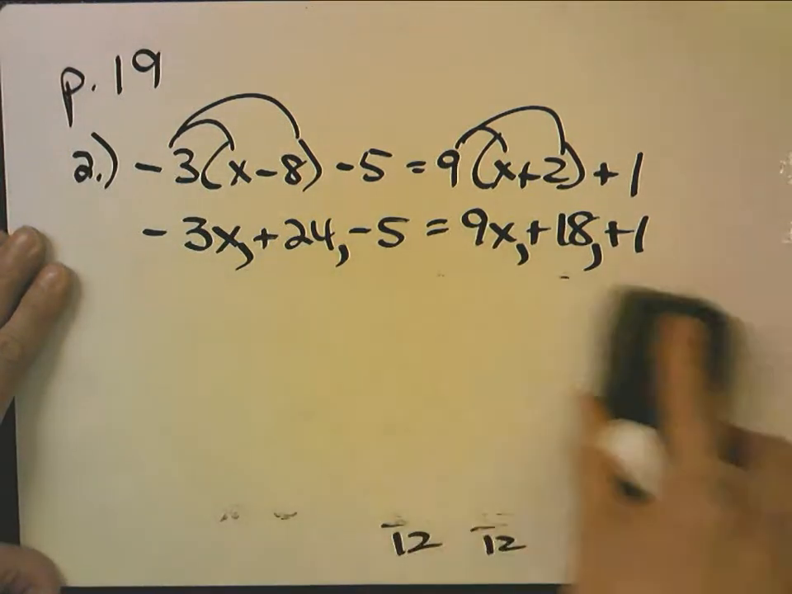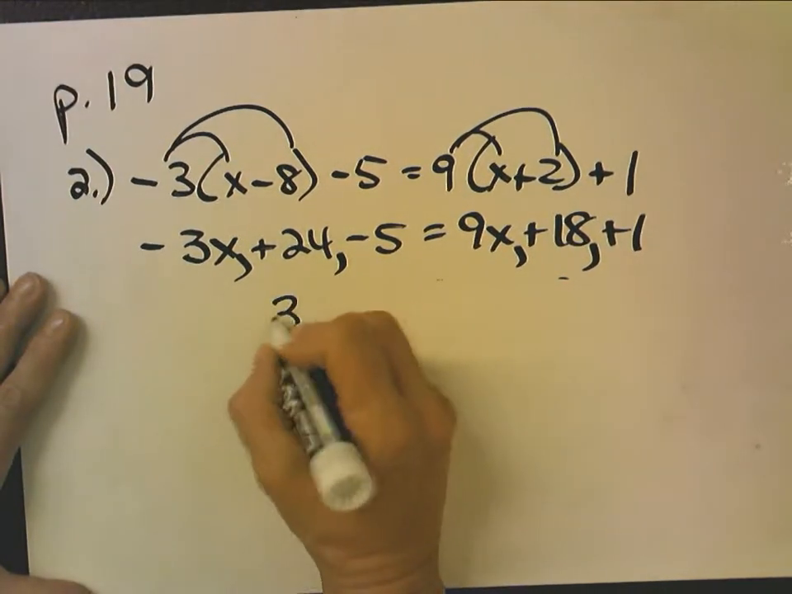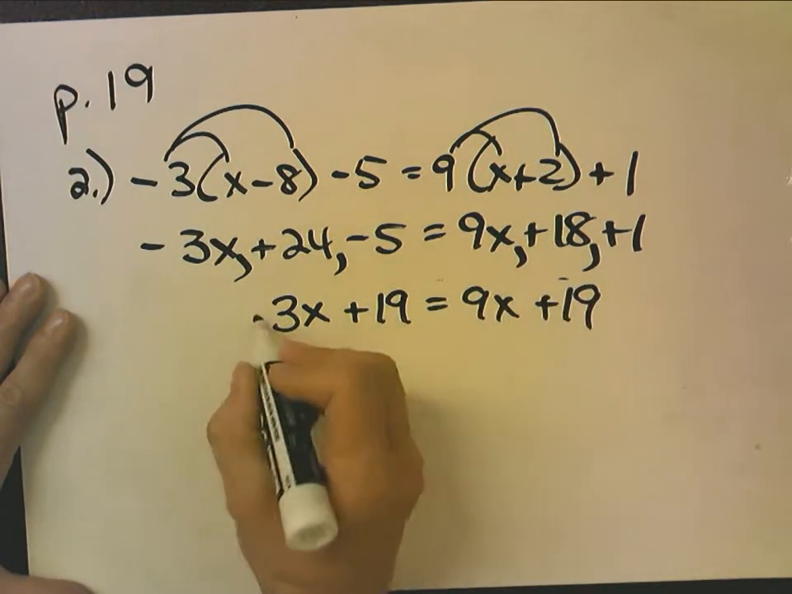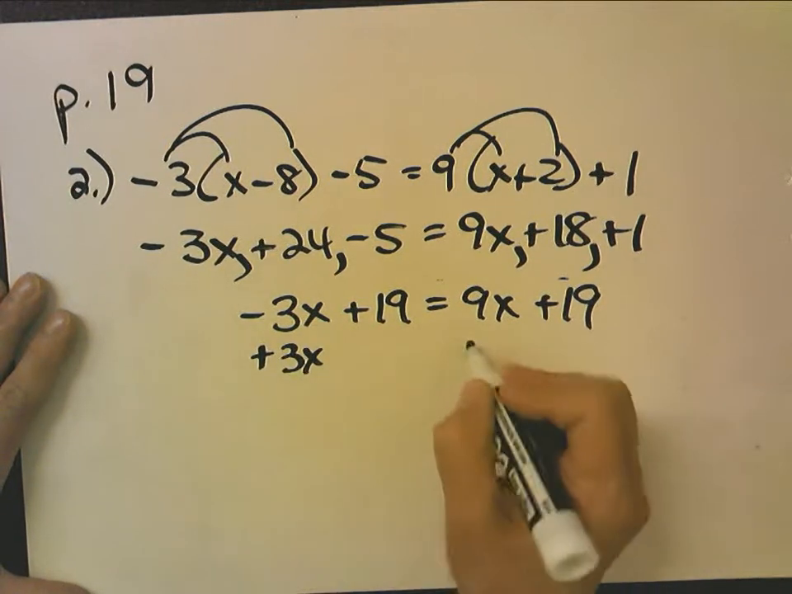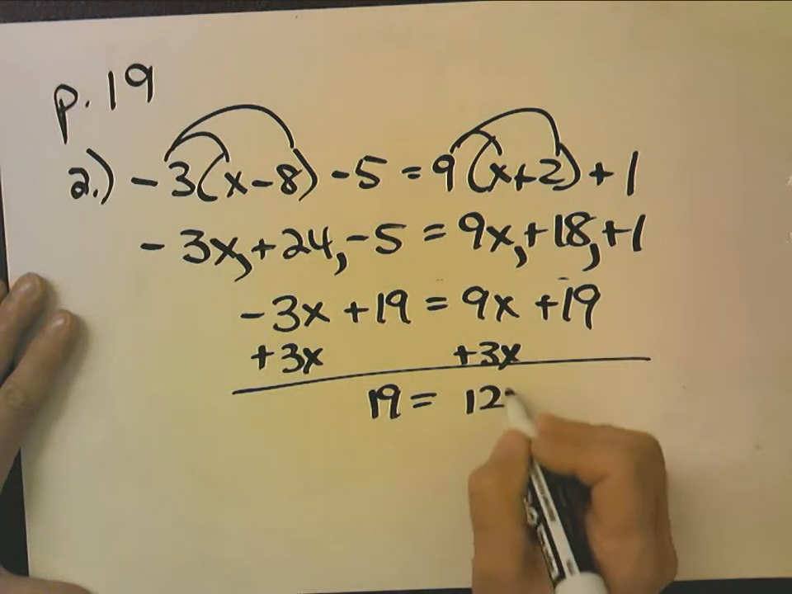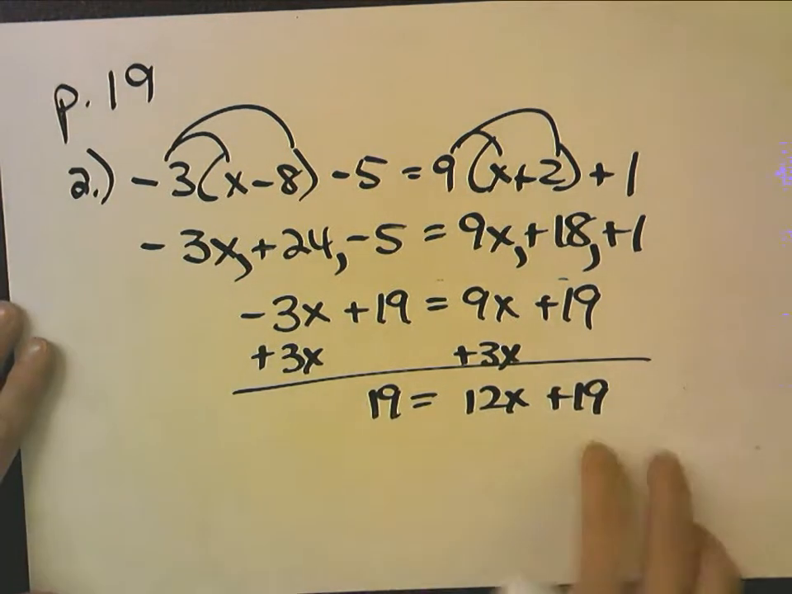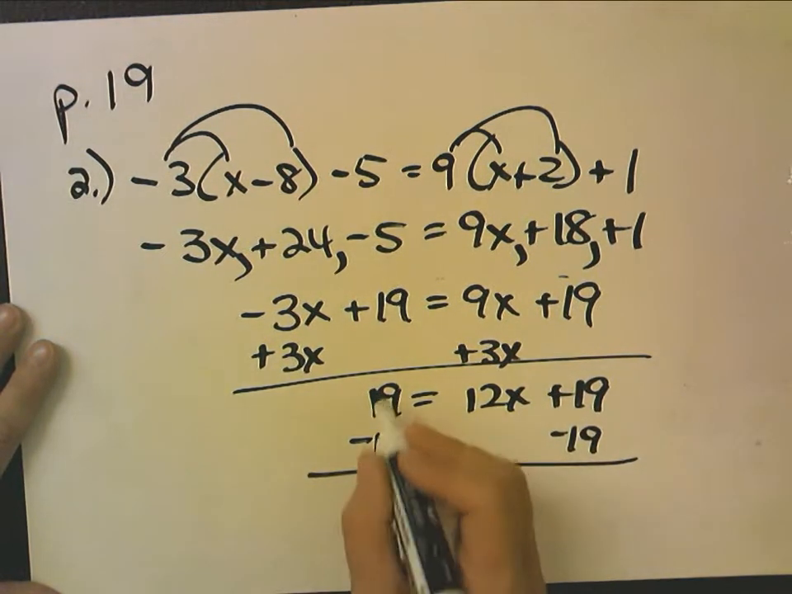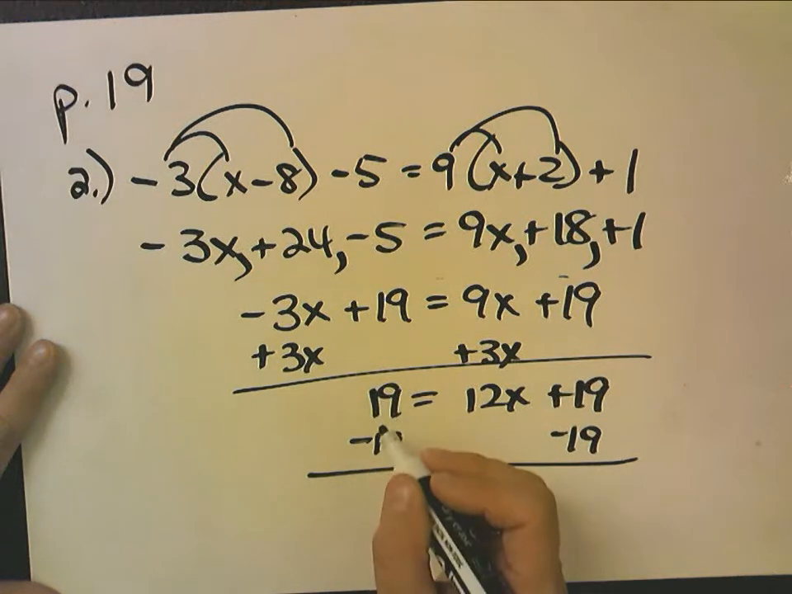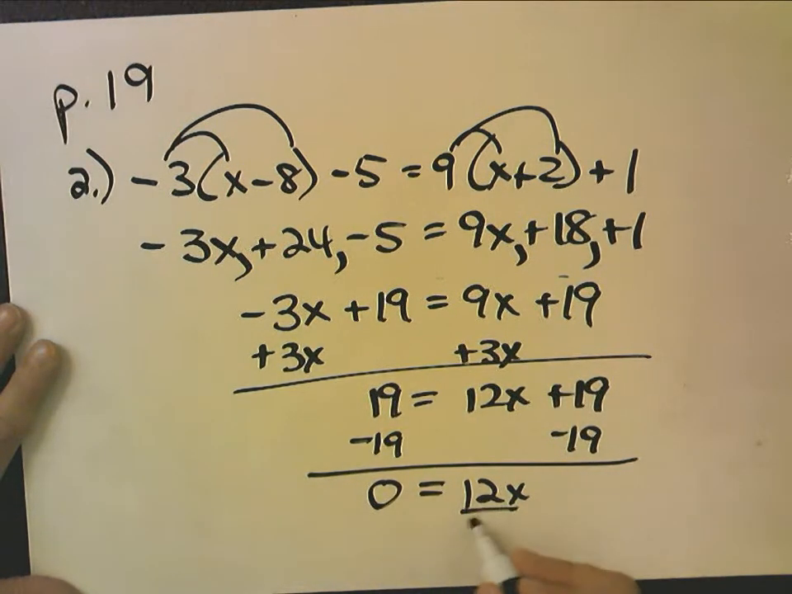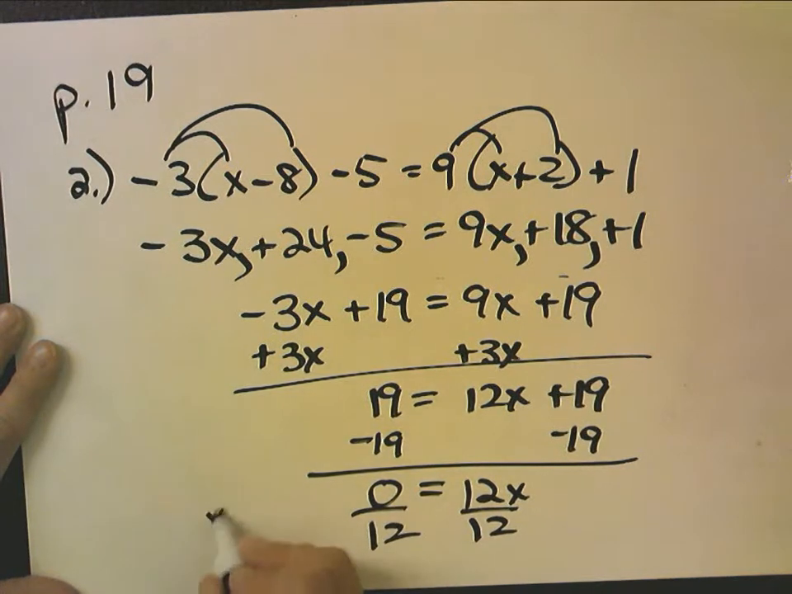Now, let's see what would have happened if when I had 3x plus 19 equals 9x plus 19, I added 3x to both sides first. Let's see why that would be better. I get 19 equals 12x plus 19. Well, I don't think, oh, this is untrue. I think, oh, I better subtract 19 from both sides. Now remember, when you end up with nothing on the left, in math, nothing is represented by 0. Now I'm left with 0 equals 12x, divide by 12, x equals 0.